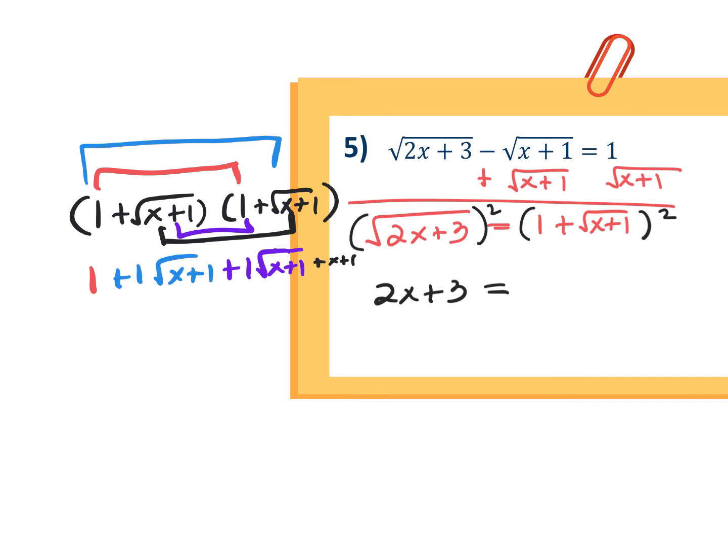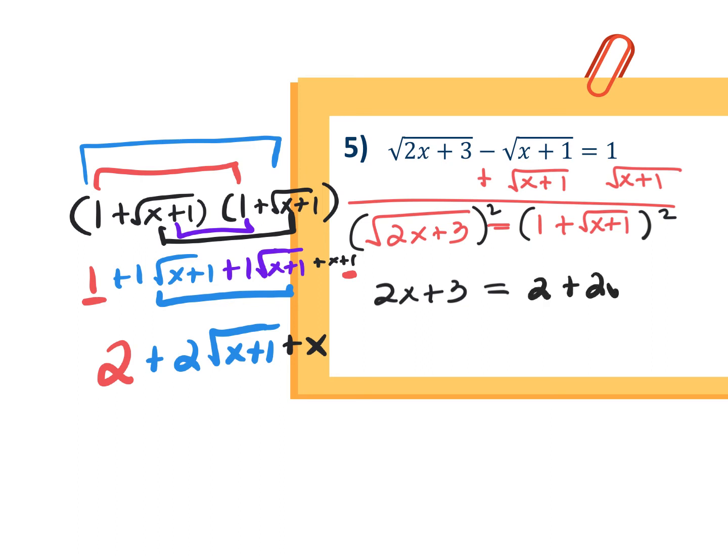I need to combine my like terms. So this middle part can be combined. Also when I combine the constants here, this 1 and this 1 at the end give me 2. Then the middle becomes 2 times the square root of x plus 1. And then I just have the plus x. So this is my FOILed answer. So let me go ahead and put that over here. So now I have 2 plus 2 times the square root of x plus 1 plus x.